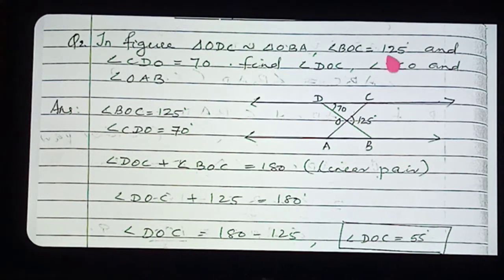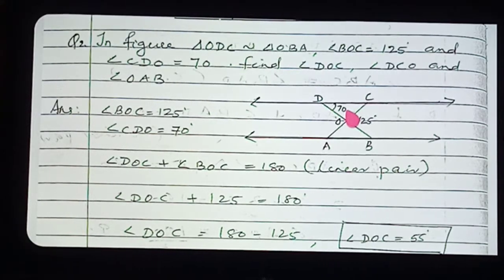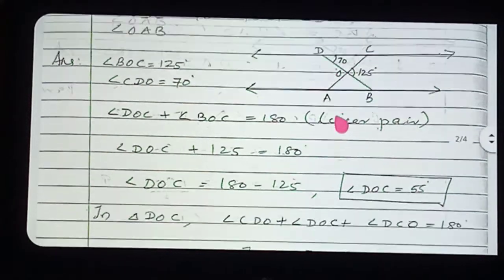Next point, what do you want to find out? DCO. DCO means which angle? DCO, this angle. So this angle you want to find out. Sum of all angles, how much? 180. This is a triangle, no? Triangle DOC is a triangle. So in this triangle, what is the sum of all angles? 180. So apply the sum of all angles, 180.